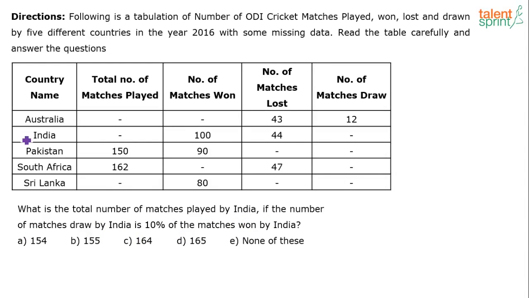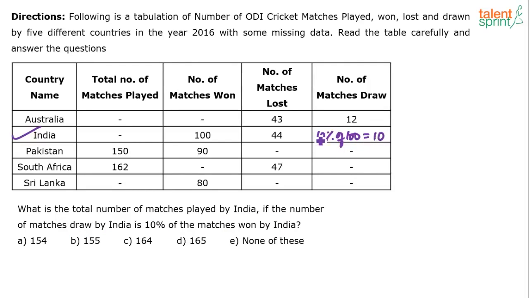Okay, so here we have the data for India, right? Row number 2. The total number of matches played is not known to us. Number of matches won is 100. Number of matches lost is 44. Now he says the number of matches drawn by India is 10% of the matches won by India. Oh, so this is a piece of cake, right? Matches drawn is 10% of the matches won. So 10% of 100 is 10.